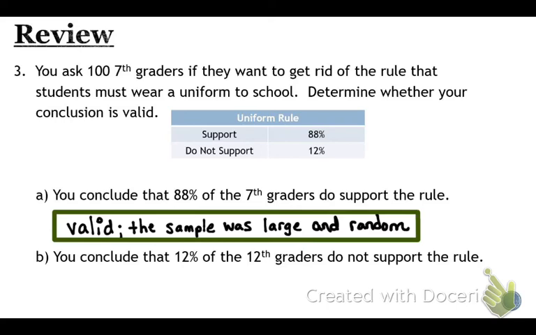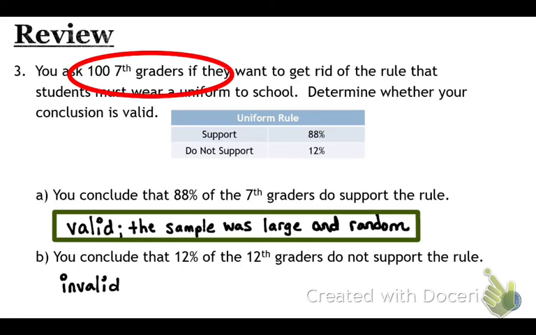All right, let's look at problem B. You conclude from this data that 12% of the 12th graders do not support the new rule. Valid or invalid? I'm hearing a lot of invalids. Invalid is correct, but why is this an invalid statement? They still got their information from up here. They asked 100 7th graders. So it was large. It's just their conclusion figured out that 12th graders, 12% of them don't support the rule.